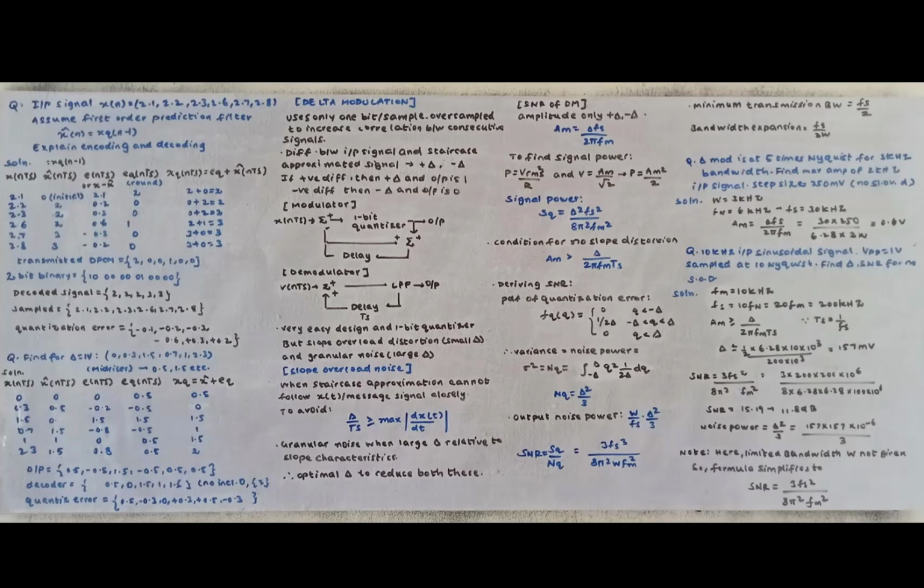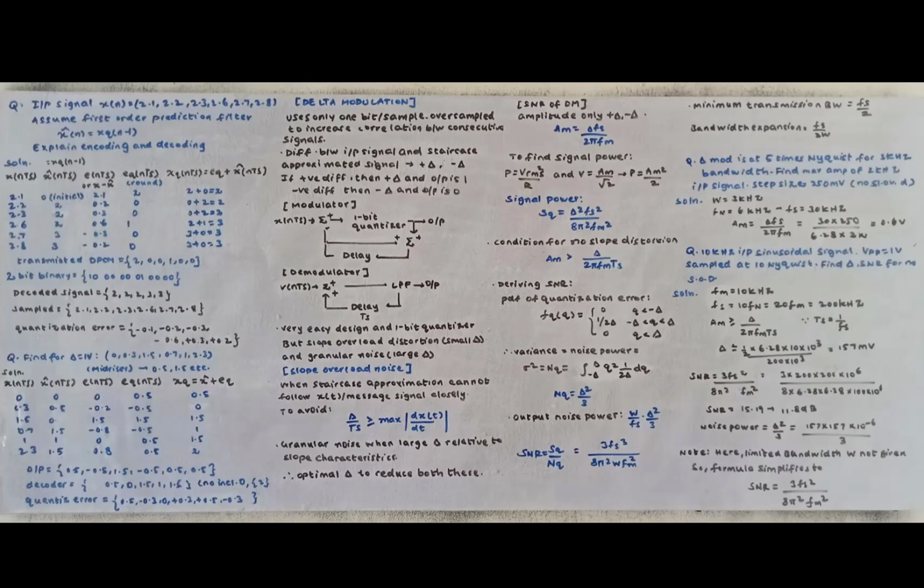This is also the equivalent amplitude in order to avoid slope overload noise. So to find signal power, we have P is VRMS square by R, P is AM square by 2. So the condition for no slope distortion is delta by 2 pi FM TS. Or you could take that TS up, put the FS in the numerator, delta FS by 2 pi FM, same thing. So the signal power is then given by, well, the same derivation.